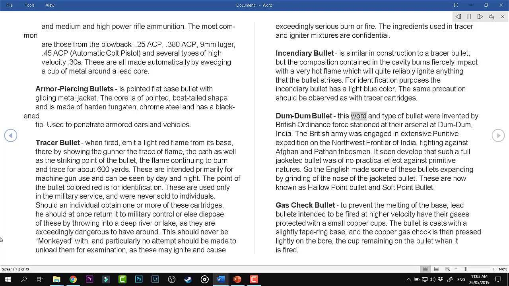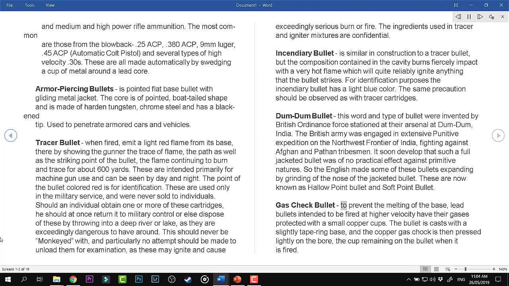Dum-dum bullet. This word and type of bullet were invented by the British Ordnance Force stationed at their arsenal at Dum-Dum, India. The British Army was engaged in an extensive punitive expedition on the northwest frontier of India, fighting against Afghan and Pathan tribesmen. It soon developed that such a full jacketed bullet was of no practical effect against primitive natives. So the English made some of these bullets expanding by grinding off the nose of the jacketed bullet. These are now known as hollow point bullet and soft point bullet.